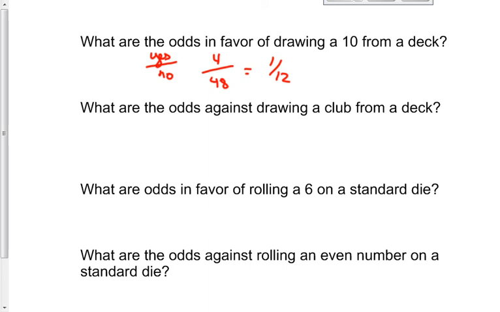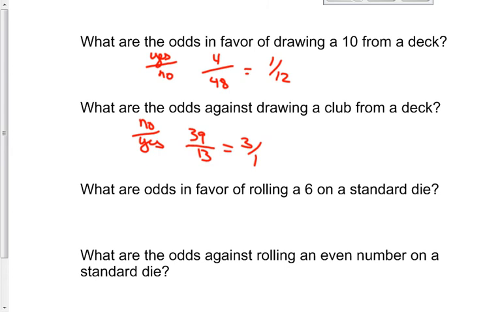What are the odds against drawing a club from the deck? Odds against would be no over yes. Odds against drawing a club, so not a club. The numbers that are a club would be 13. The leftovers are not the club. That's 39 of your total 52. These two numbers do add up to give you the 52, so we know we're on the right track. And then this reduces 3 to 1.